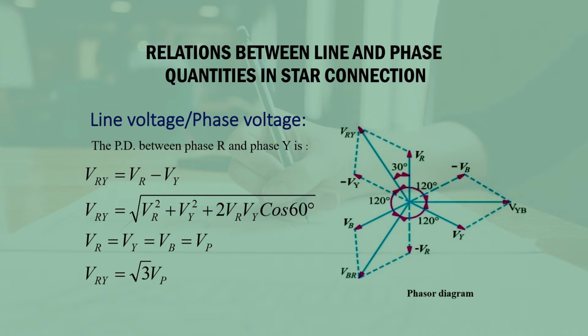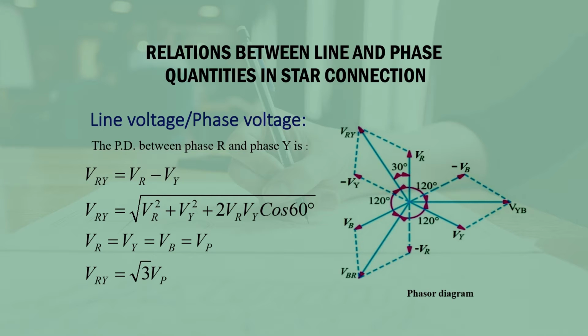So just put the values in this equation. VR equal to V phase, Vy equal to V phase. So it will become V phase square plus V phase square plus V phase square again, because cos 60 is equal to what? It is 1 by 2, so this 2 will be cancelled out, and VR and Vy are V phase, so it is Vp square. So you add all these three quantities, and it comes VRY is equal to under root 3 V phase square. In other words, you can also write VRY is equal to under root 3 V phase.